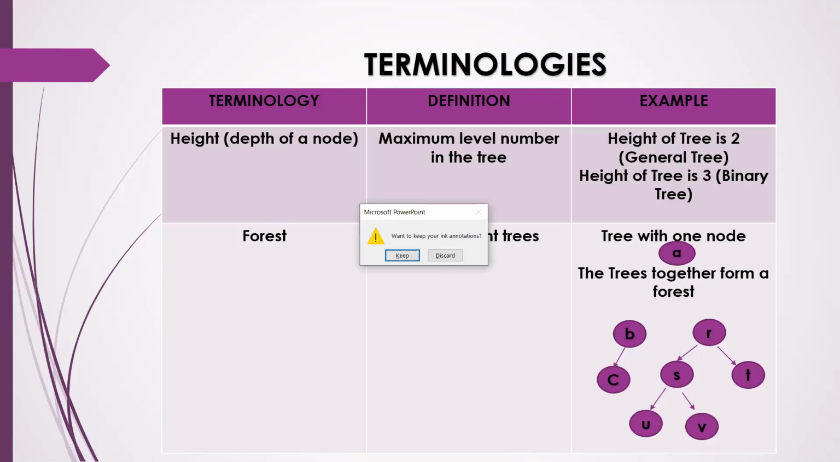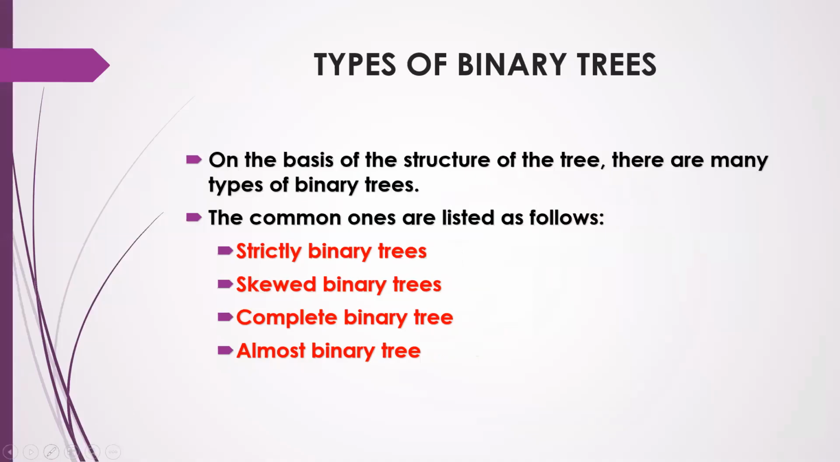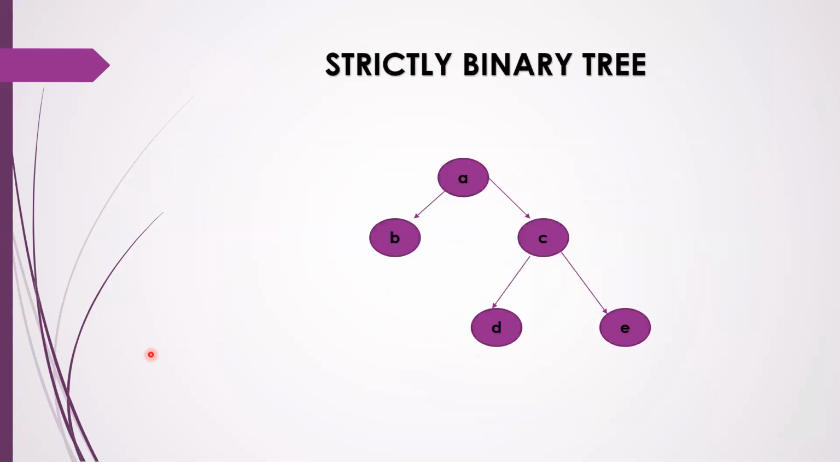So these values are essential to know the types of the tree, because degree of a tree is essential to understand the type of the binary trees. So the first one is strictly binary tree. Strictly binary tree means the degree of any node in the binary tree will be either 0 or 2. So if you take any node in that binary tree, the value will be 0 or 2.